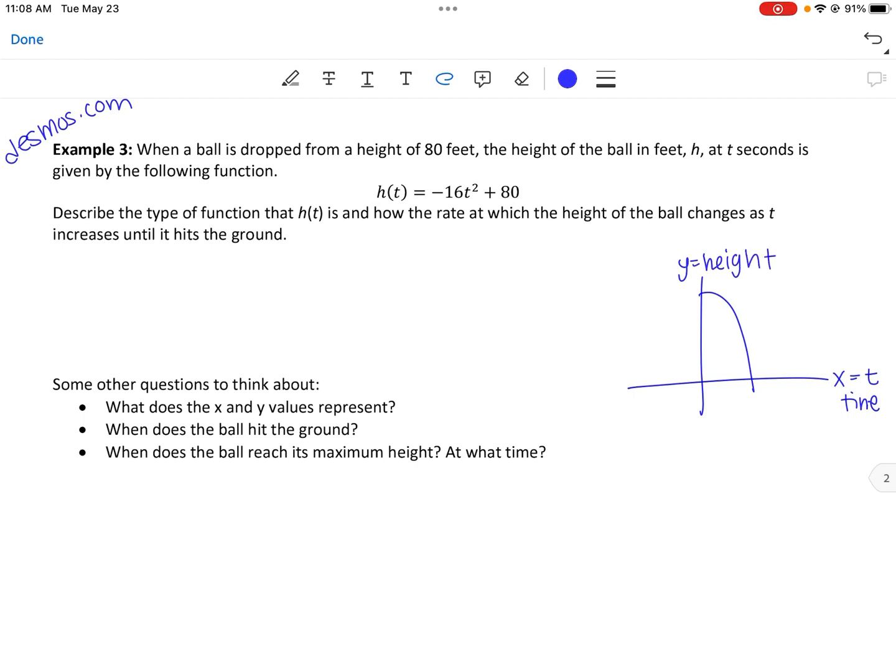It says describe the function of h of t and how the rate of the height changes as the ball falls until it hits the ground. So the height is decreasing until it hits the ground, right? It's getting faster, at a faster rate. It's falling faster and faster.